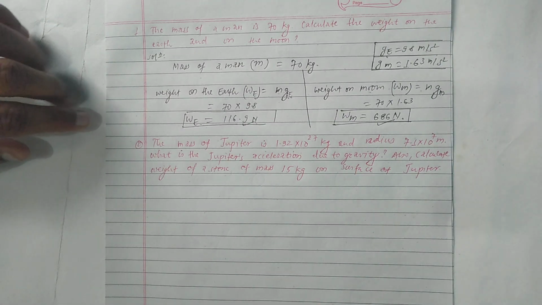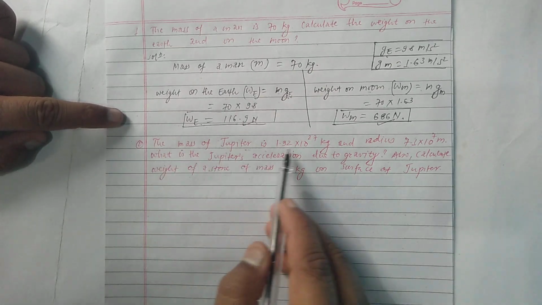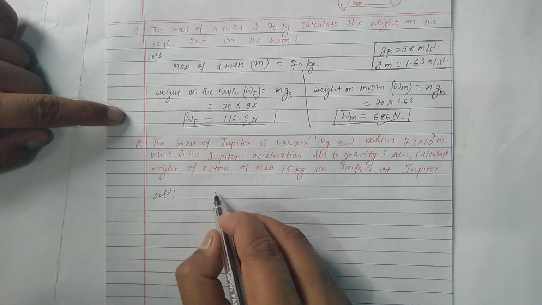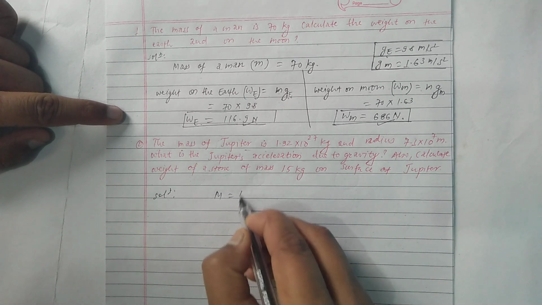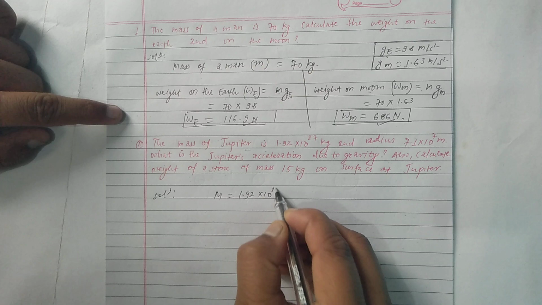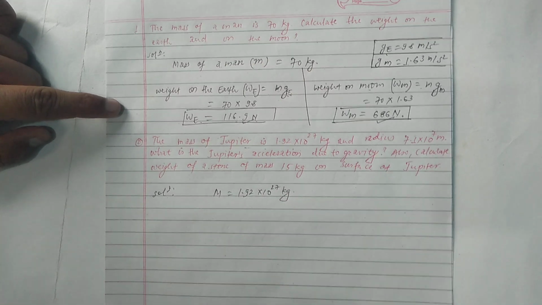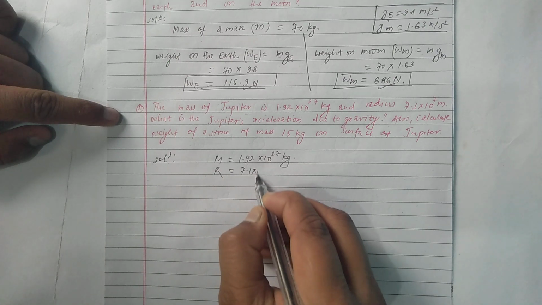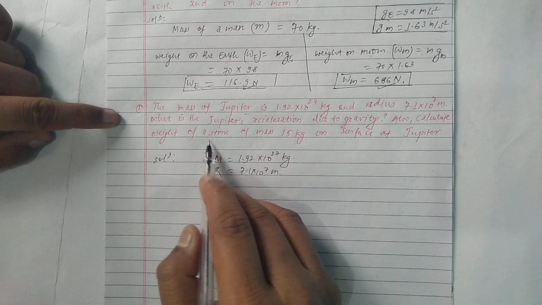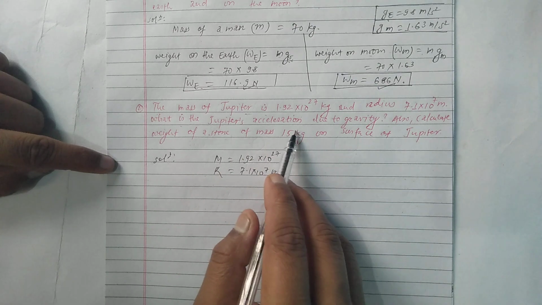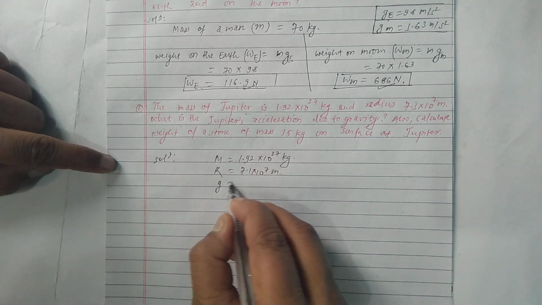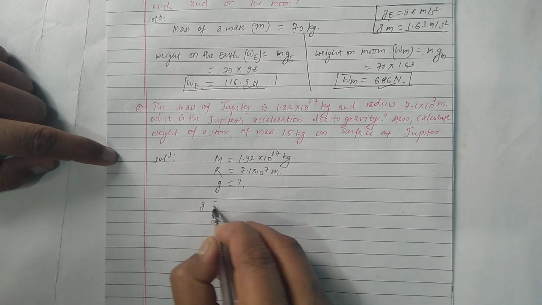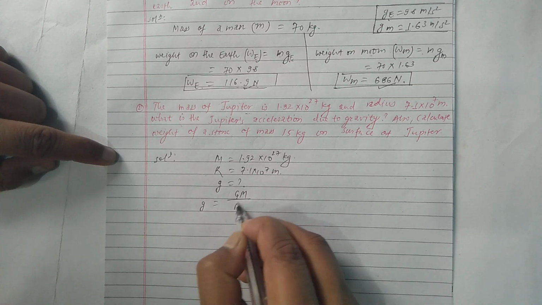You can see here the mass of Jupiter is given. Let's try to do it. I just write here the mass of Jupiter, capital M, is 1.92 × 10 to the power 27 kg, and radius is also given, 7.1 × 10 to the power 7 meter. What is Jupiter's acceleration due to gravity? We have to calculate the value of g, and we have already derived the formula g equals GM upon r squared.